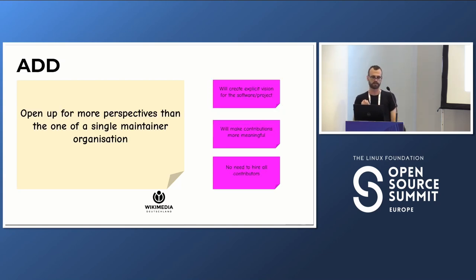And a related thing that I would like us as Wikimedia or Wikimedia Germany to change is to open up to a perspective of more than a single maintainer organization. We are a single maintainer organization, which maybe makes it easy for us to fall into this not invented here thing as well, because we do not make the vision of what the software or the project should be very explicit. As long as it serves our purpose it is fine, but we are not clear about it.